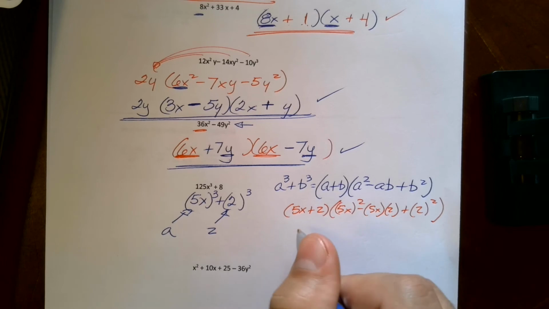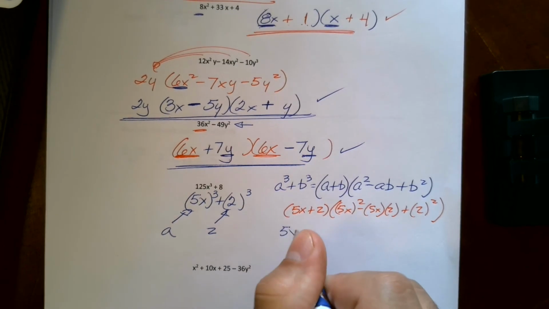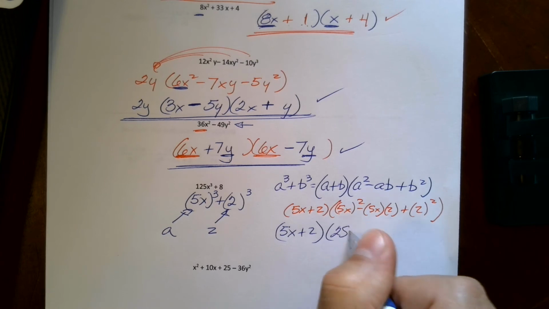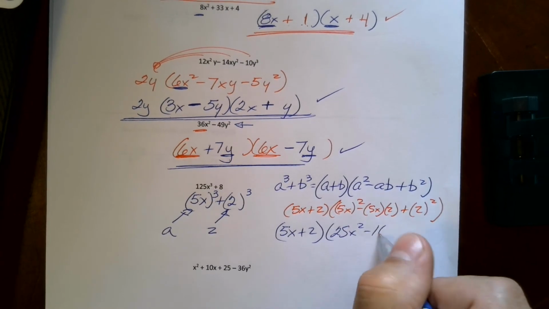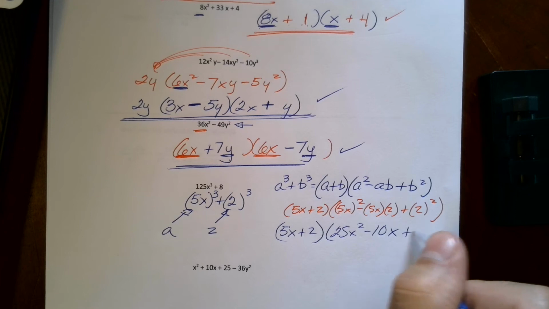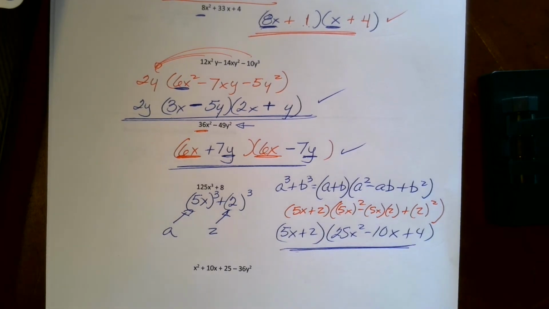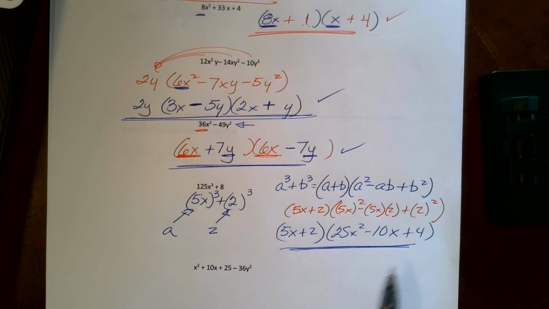Now, you don't have to write that all out. You could have done that in your head. So your final answer is 5x plus 2. 5x squared is 25x squared. 5 times 2 is 10, plus 4. That's my final answer, the sum of cubes. Once we apply the sum of cubes formula, this cannot be factored any further. It's prime, so you're done.